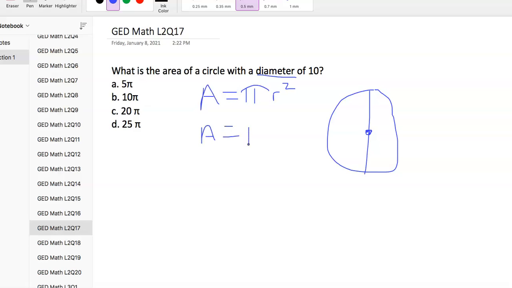Area equals pi times 5 squared. 5 squared is 25, right? So there's 25. Here's my terrible looking pi. Area is 25 pi, which is answer choice D.